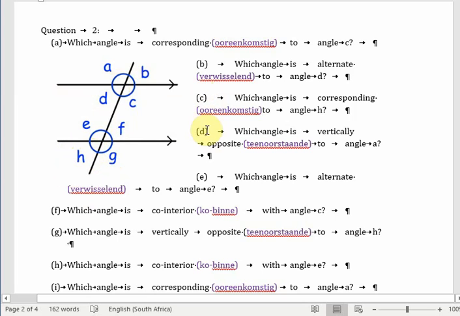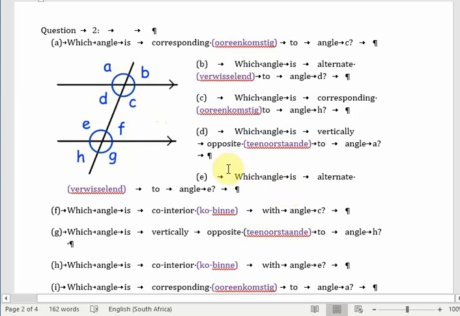Question D, which angle is vertically opposite to angle A? Watter een is teenoorstaande vir A? So A is reg oor C. A is vertically opposite C.